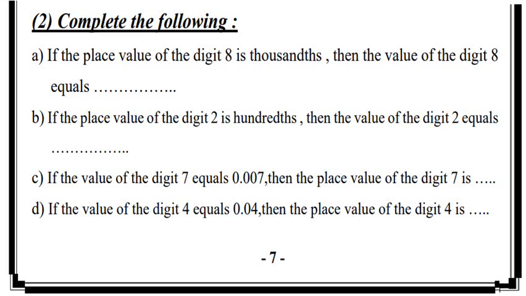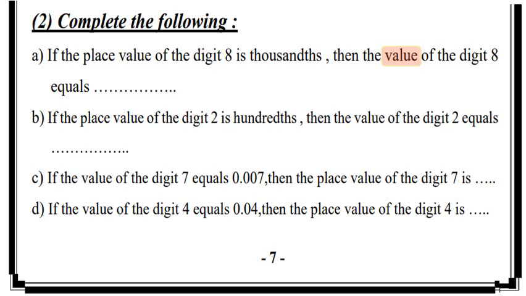Letter A, if the place value of the digit 8 is thousandths, then the value of the digit 8 equals dots. First, we need to know here the value of the digit 8. As we said before, the value of the digit means how to read the number or write the number with its zeros. We have here 8 in the thousandth place.